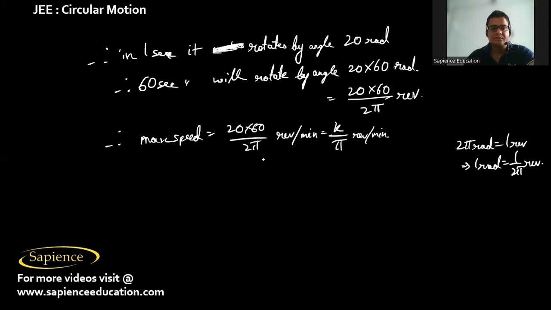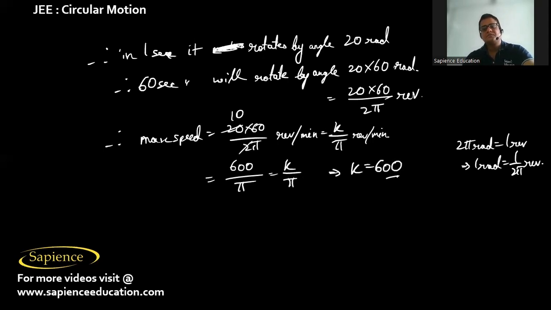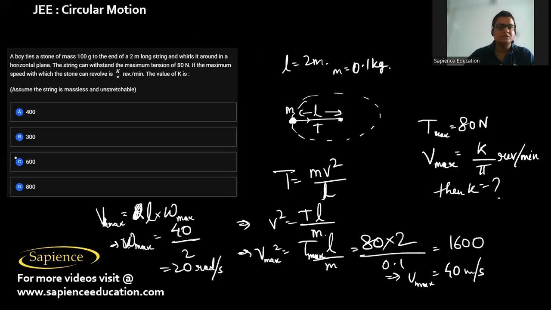Then we have to find the value of k. So this will be 600 by pi, that is equal to k by pi. So therefore the value of k will be equal to 600. So option C is the correct answer.